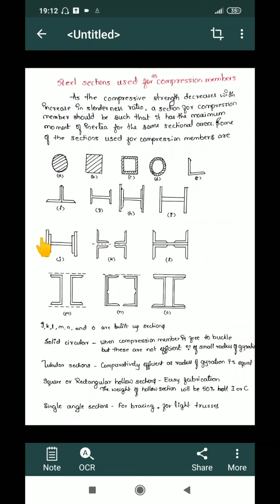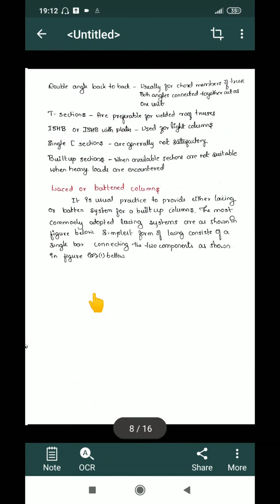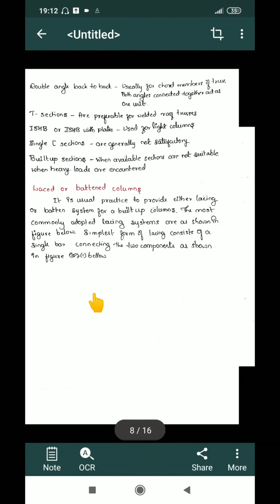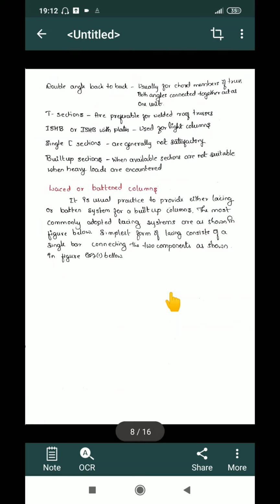And these six types are the additional types of built up section. So whenever the rolled sections or universal sections which are readily available in the steel table are not efficient enough to carry higher loads, then we go for built up sections which will have enhanced strength and durability. So these are a few of the built up sections.